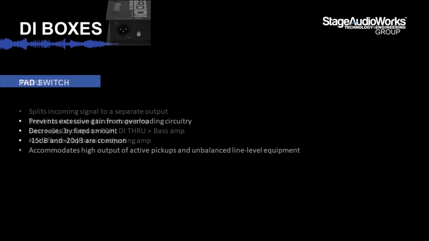We'll also have a pad switch. Most DIs will feature a switchable attenuator called a pad. This can help prevent excessive gain from overloading the circuitry. The circuit decreases the incoming signal by a fixed amount. Common amounts are 15 or 20 dB pads. These accommodate the high output of active pickups and unbalanced line level equipment, such as keyboards and other electronic equipment.